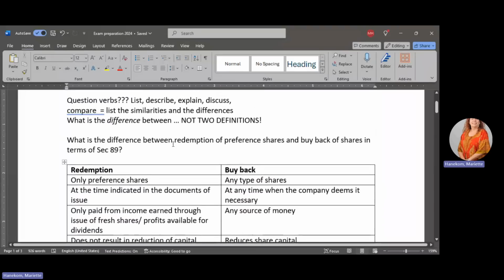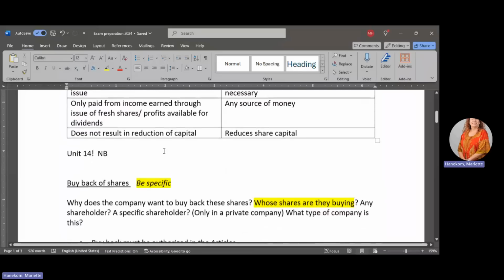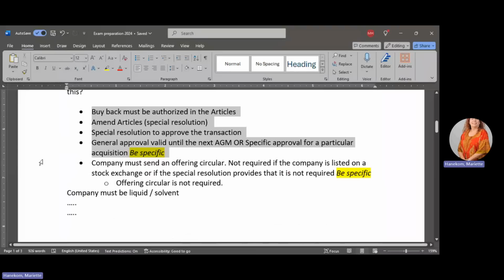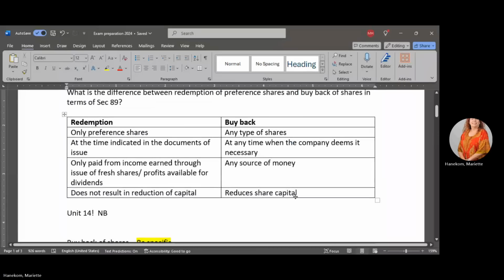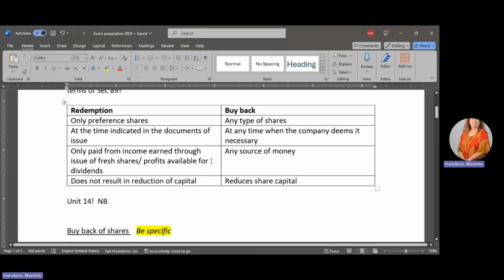If I ask you in the exam, what is the difference between the redemption of preference shares and buying back of shares in terms of Section 89? This is not what I'm looking for. That will not earn you any marks for that particular question. If I'm asking for the difference, I want the differences.